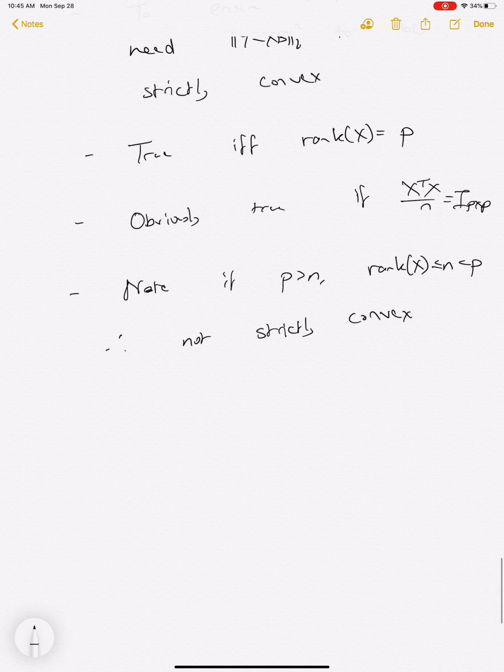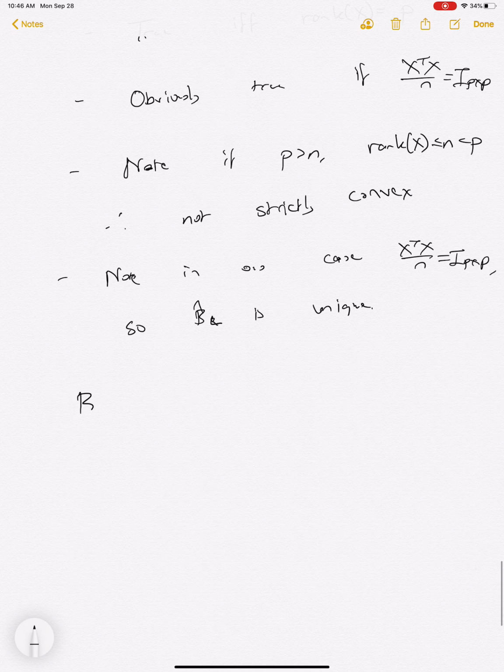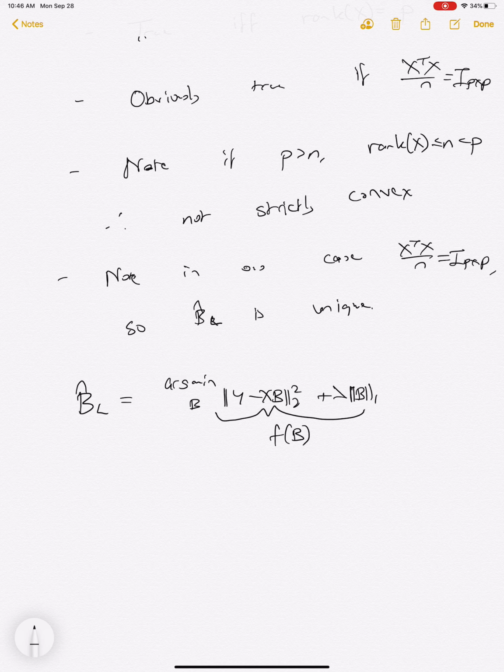Okay, but note that in our case, x transpose x over n equals the identity. So I'll just repeat that again. So B hat L is unique. So this is the objective.